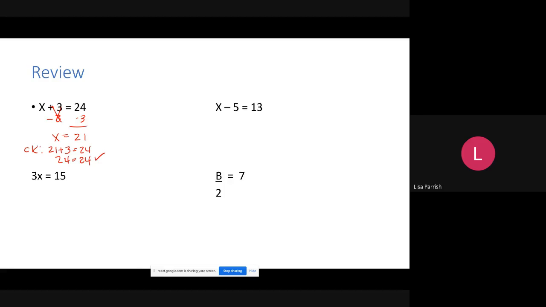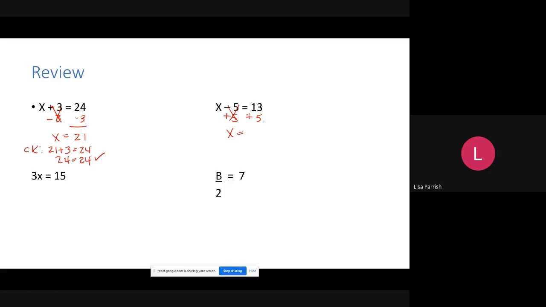So to review a subtraction equation, we've got this one, x minus 5 equals 13. The opposite of subtraction is addition, so we're going to add a number to both sides. Which number are we going to add? Again, you look for the number that's with the variable. We have the 5, so we want to add 5 to both sides. That's going to cancel.